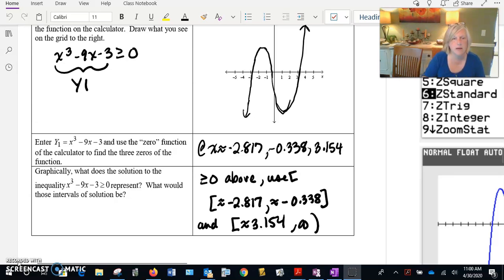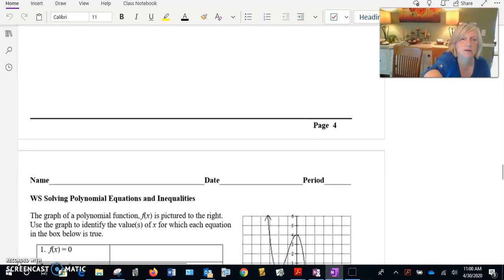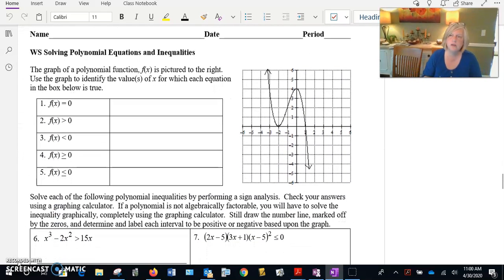All right, so that's going to wrap up this set of notes. And so what you guys are going to do is come down here. You've got a nice worksheet to do the practice, and that will wrap up today's 2 lessons on reviewing factoring polynomials, reviewing x-intercepts and y-intercepts of polynomials and how we can find those, and being able to solve equations and inequalities by factoring and by using the graph.